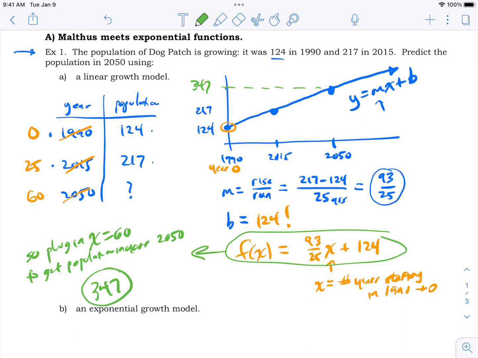So anyway, that's how you could do a linear growth model. Just take the two points that they gave you. We started here. We grew this much in the first 25 years. Where are we going to be later? Well, just connect those two with a straight line and follow the line and see where you end up.